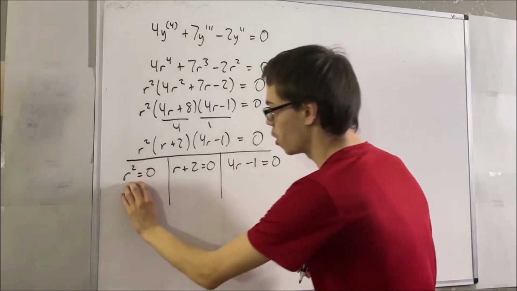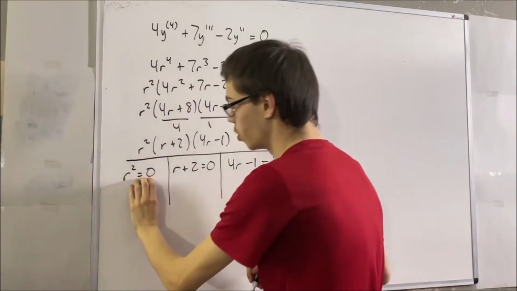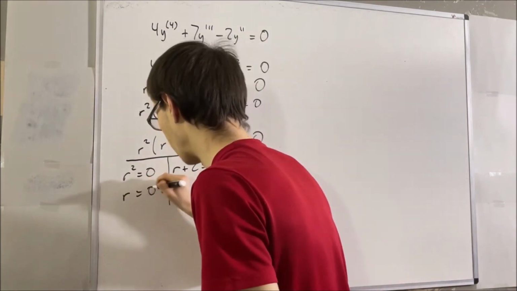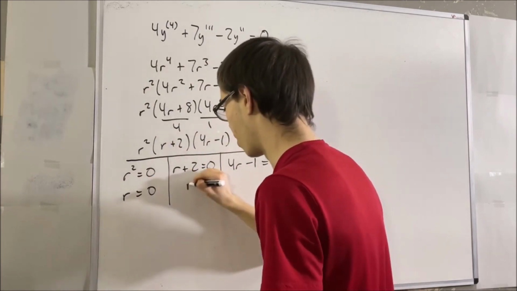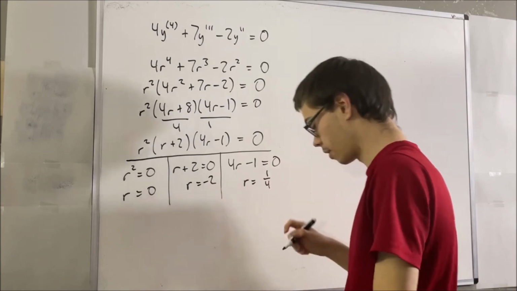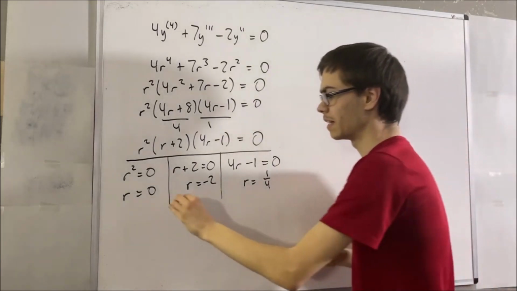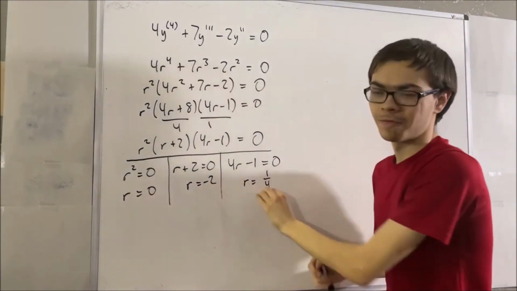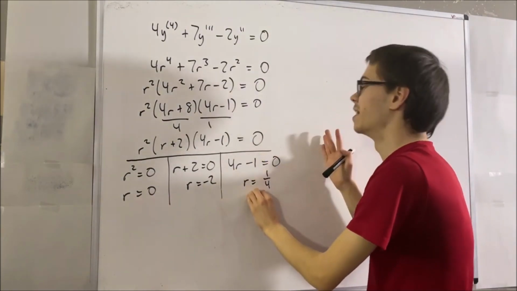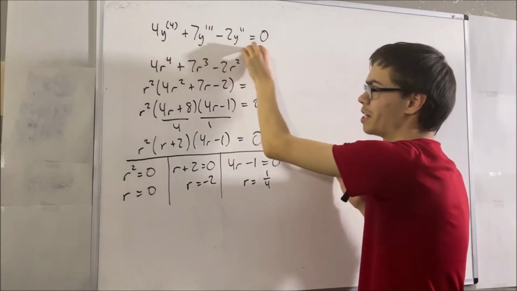Right? And so now we're going to solve for r in each of these. For the first one, we basically would take the square root of both sides, and we would get that r is equal to 0. For this one, we get that r equals -2. For this one, r is equal to 1/4. And so we basically solved for r. And we're going to use these values of r to write the general solution to this differential equation.